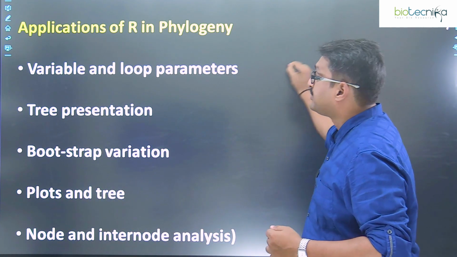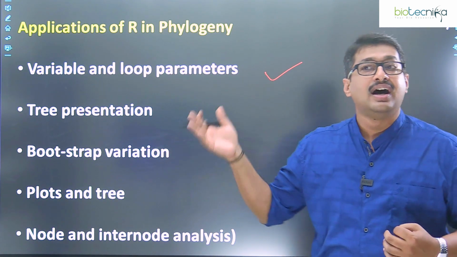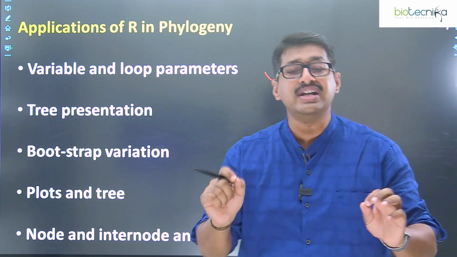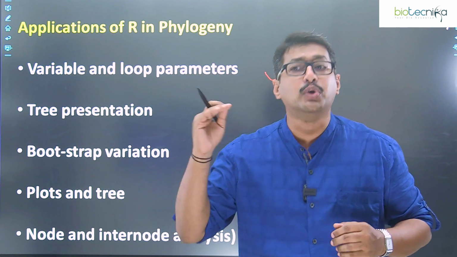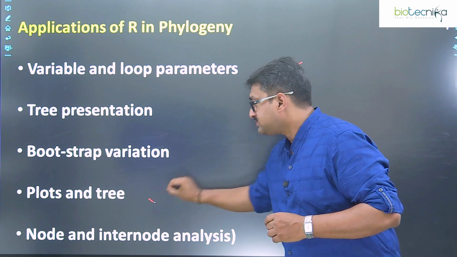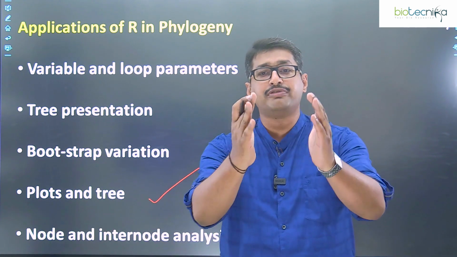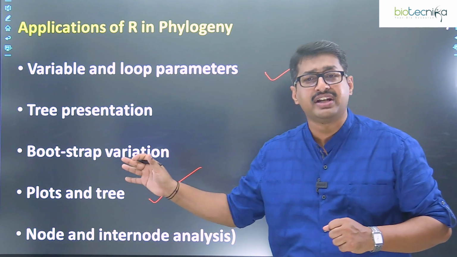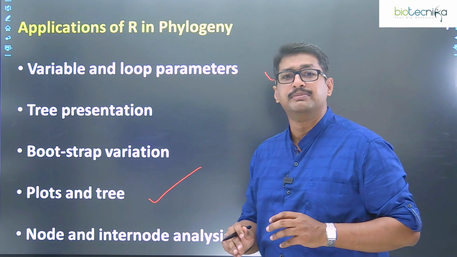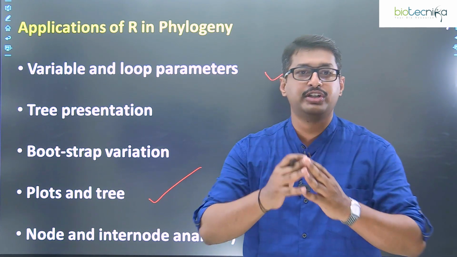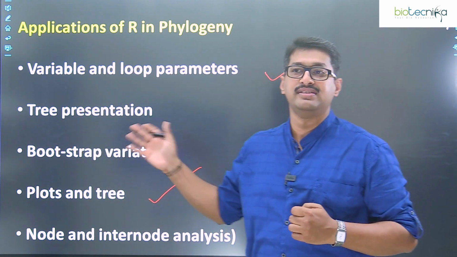So it helps in analyzing variable data, and very importantly, loop parameters are possible using R. The tree representation which comes out of R is very, very readable, and many times it could be based on bootstrap value variations, and the plots are very, very visible, on free software. Okay, it is more of a crowded thing, but R, though it is free, gives beautiful readable data. The analysis of nodes and internodes becomes very, very easy when using the R program, and understanding of phylogeny becomes very, very simple.